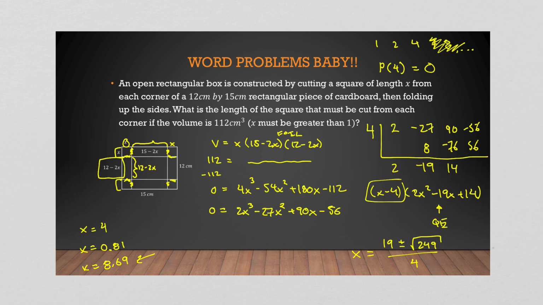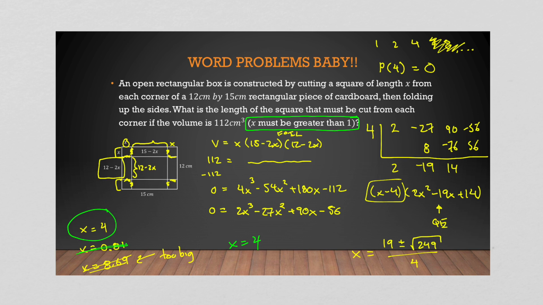But again, that's too big. It's going to give us 0 width, so we reject that one. And there's a little caveat in the question here that says your x value that you cut out has to be greater than 1. So again, we have to reject that one. And then nice, we only get 1 solution. So x is 4. So we cut 4 out of the box.